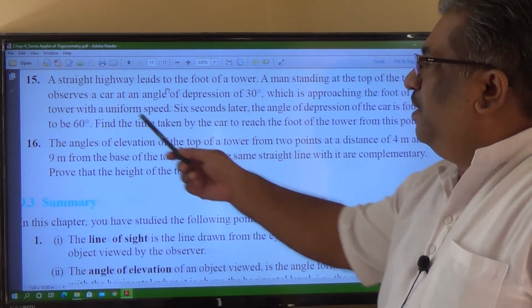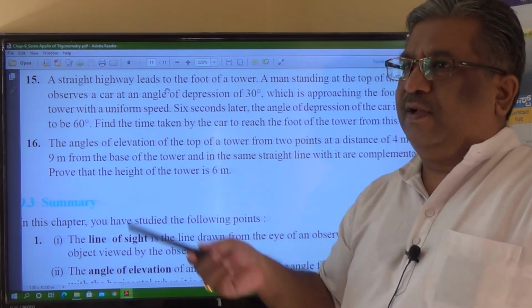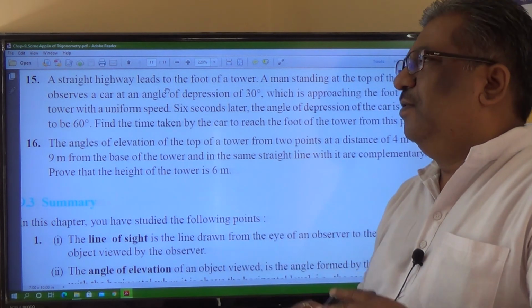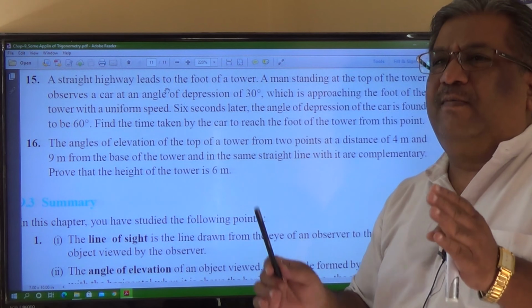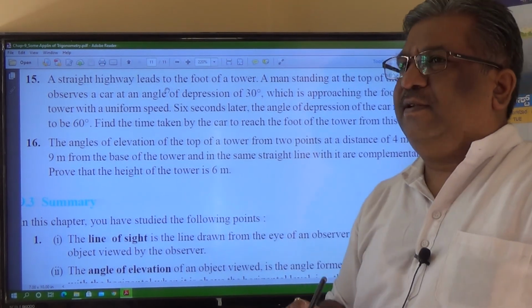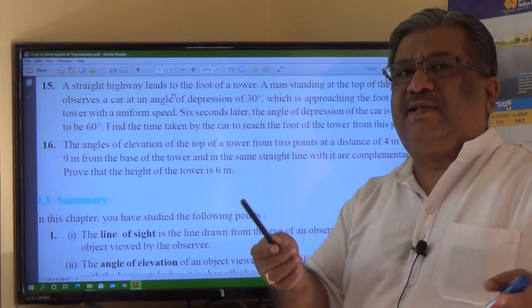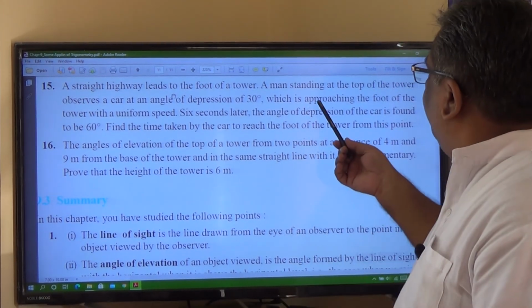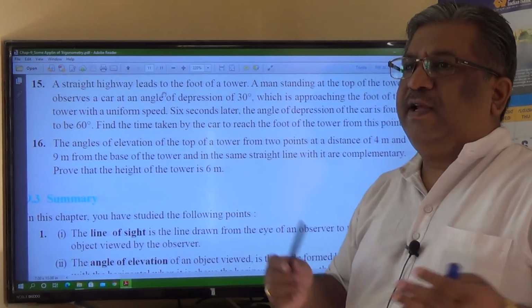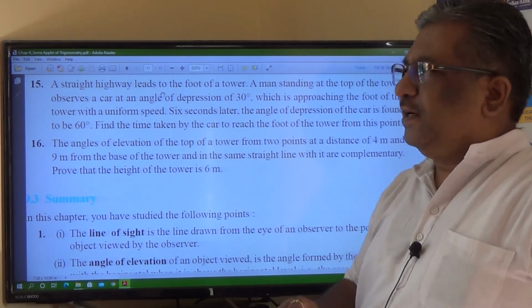Question number 15. Please mark it. There are many ways to solve this problem. I am solving by a simple method, no speed, time and all. But in many solutions, you find that this problem is solved by considering the speed of the ship, basically speed of the car and all. I will not take any speed of the car. In simple terms, I will try to solve this.